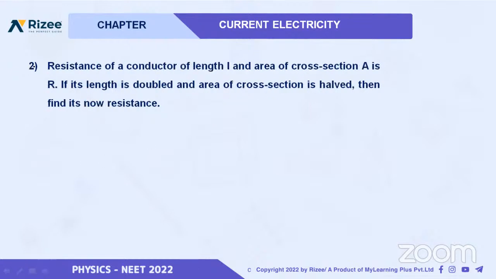Second question, try this. Take 10 seconds and try this. Any problem? Any answer?